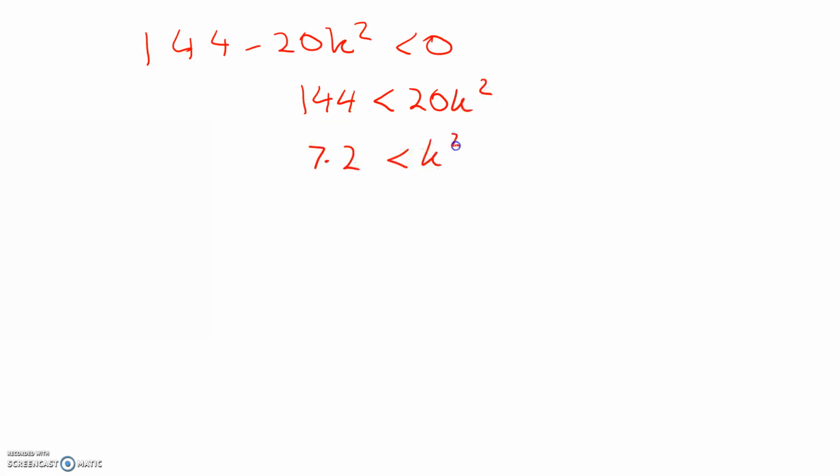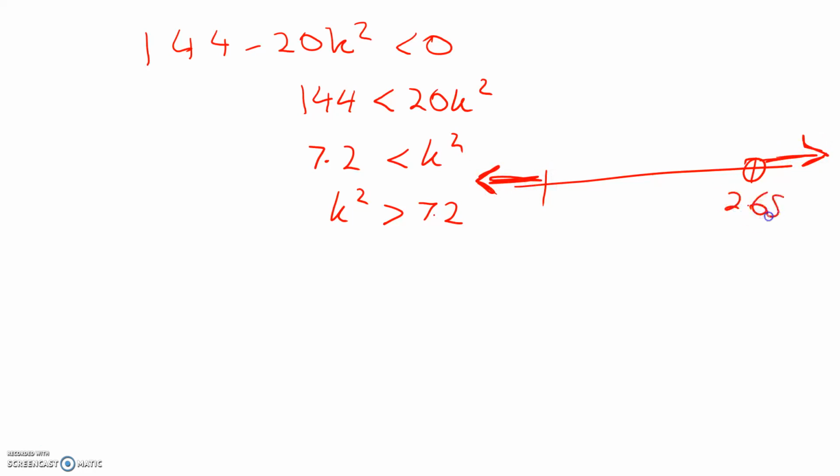Right, we've got 144 minus 20k squared is negative, which gives me 144 less than 20k squared, or 7.2 is less than k squared. I think about that more easily as k squared is bigger than 7.2. If I draw my number line, algebraically there are going to be two regions that satisfy that inequality. One is for a positive value of k, and we'll round it to about 2.68, so k greater than 2.68, or k less than negative 2.68.